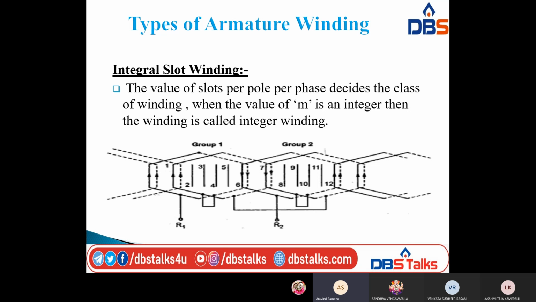If you see this diagram, we have two groups, R1 and R2. We have slots, slot 1, slot 2. These are connected one by one like this. So if the value of M is an integer, then the winding is called integer winding.